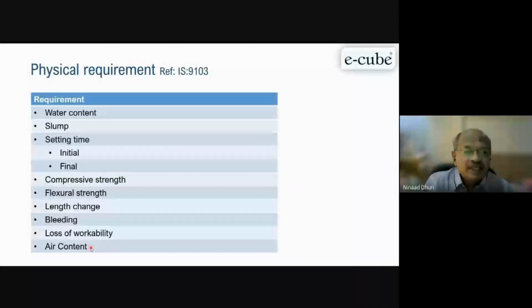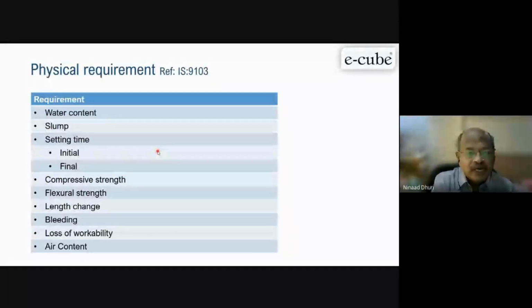So when there is the IS code, as I discussed, IS 9103, which is required for your chemical admixture, these are the requirements specified. One is water content. Once you are using these admixtures and they specify that a particular admixture gives you water reduction of 10%, 15%, 25%, or 30%, how to verify that? This is basically the water content we are talking about.